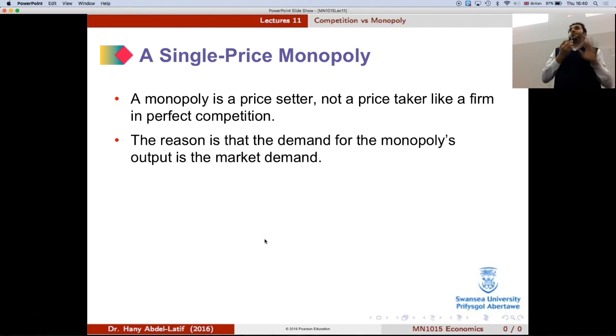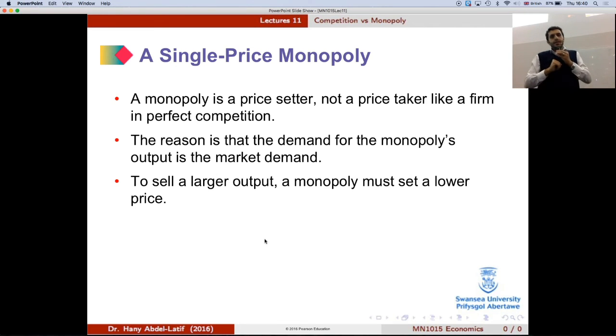In perfect competition, we make this distinction between the market demand curve and the firm demand curve. The market demand curve is a downward slope demand curve. The firm demand curve in perfect competition was a horizontal line, perfectly elastic. But in monopoly, the demand curve I face as a monopolist is the market demand curve, the downward slope one.